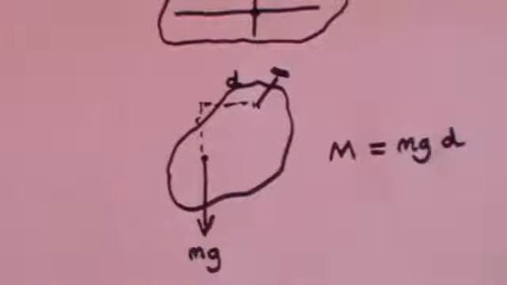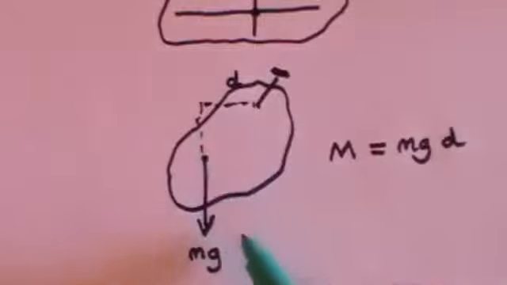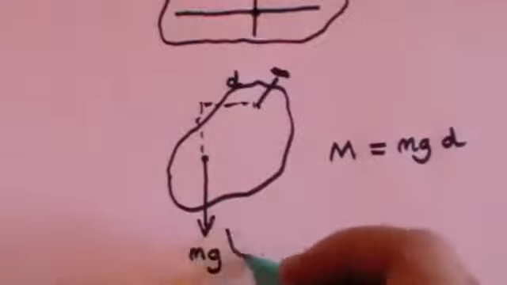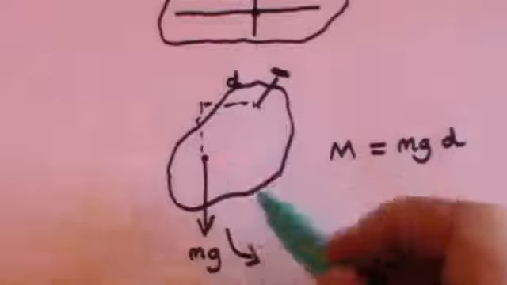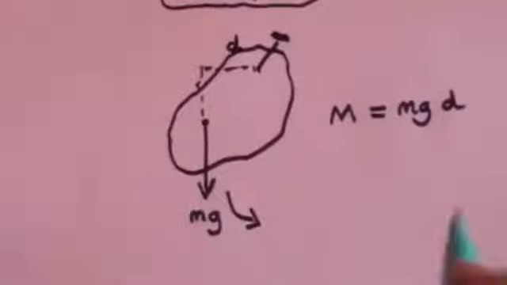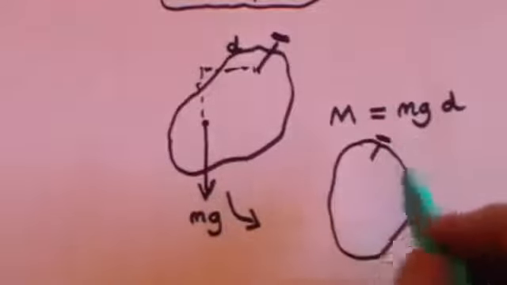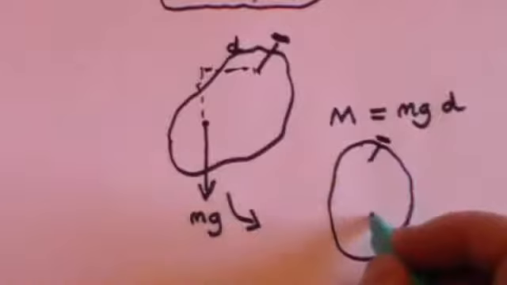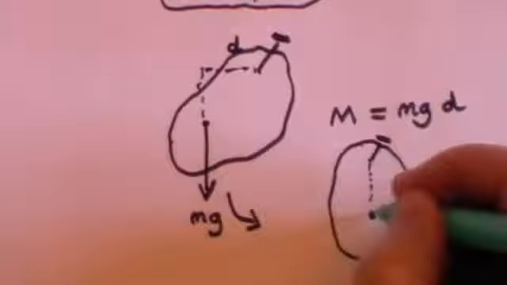And what does a moment of a force do? It causes the object to turn. This object will swivel. It will swivel in this direction, because there is a moment of a force which will cause it to do so. When will it stop swivelling? The answer is it will stop swivelling when, let's see if I can draw this, here is the object again, here is the pin. It will stop swivelling when the centre of mass is vertically below the pin.